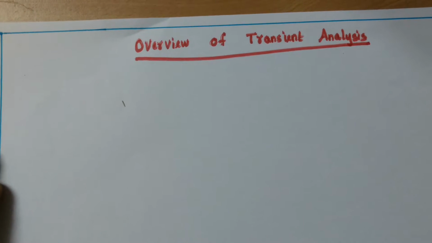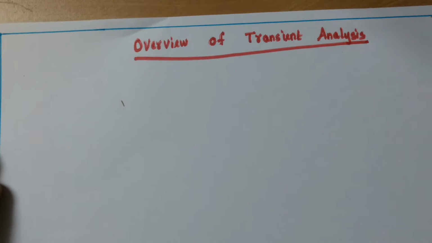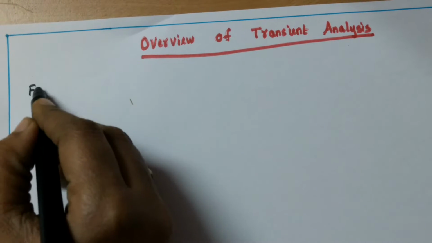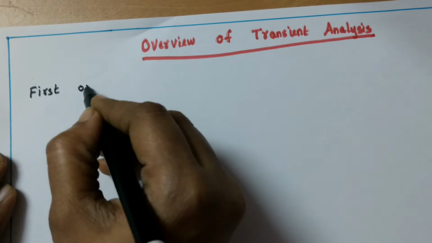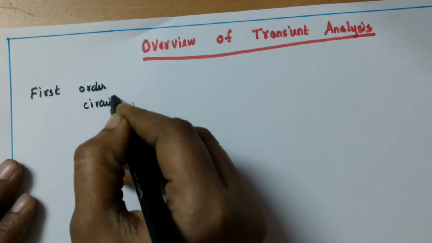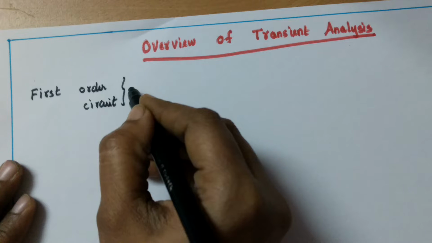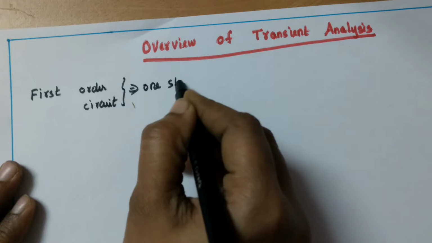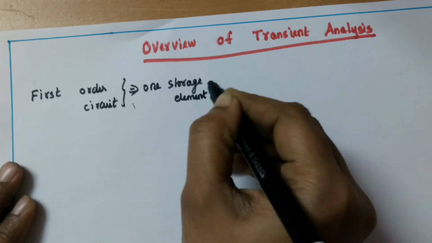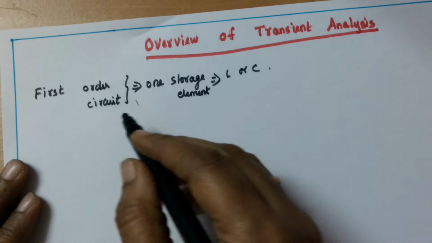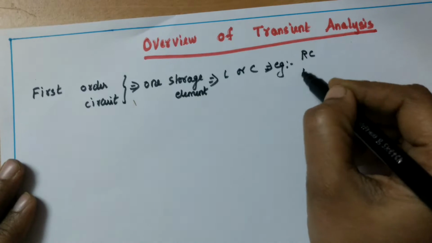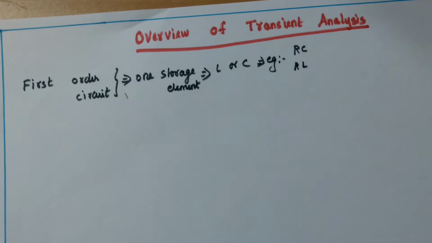In this video, we will discuss some basic concepts of transient analysis. A network consisting of only one storage element is known as a first order circuit. A storage element may be an inductor or a capacitor, L or C. Examples of first order circuits are the RC or RL transient circuits.